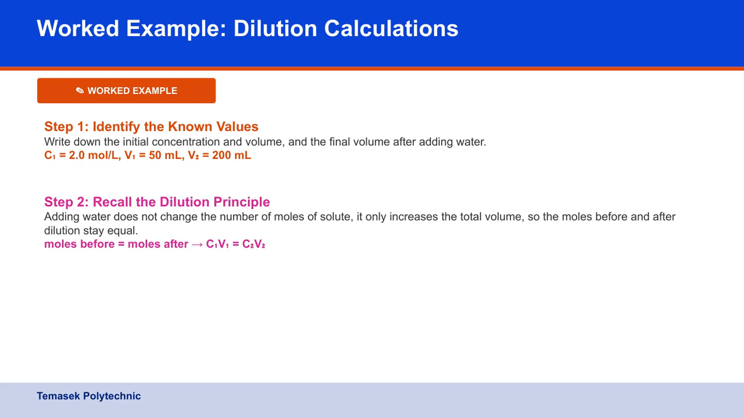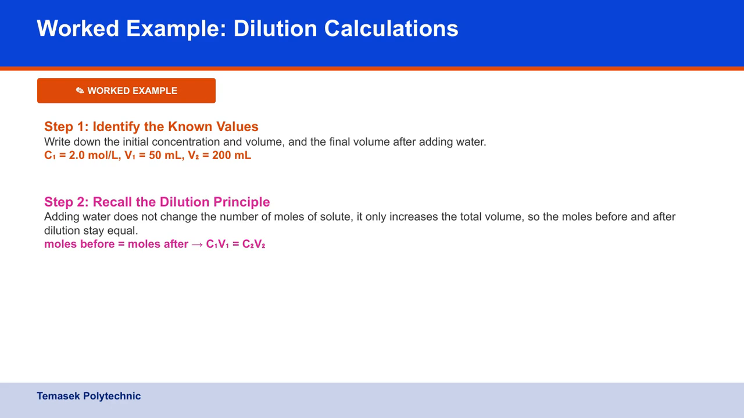Step 2, we recall the dilution principle. When you add water to a solution, you are not adding more solute. The number of moles of solute stays exactly the same. It is just spread across a larger volume. This gives us our dilution equation. C1 times V1 equals C2 times V2. A common mistake here is forgetting to use consistent units. Make sure both volumes are in the same unit before substituting.